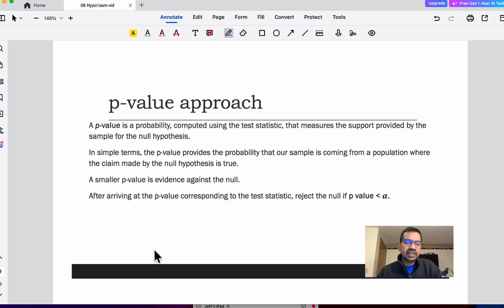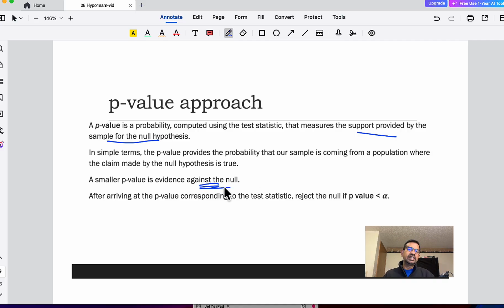We talked about the p-value. What is the p-value? P-value is a probability that is computed using a test statistic. And the p-value essentially provides the evidence to support the null hypothesis. So if our p-value is really small, then we can say safely that there's a very, very small probability that our sample is coming from the population that supports the null. So a very small p-value is, in a way, an evidence against the null.